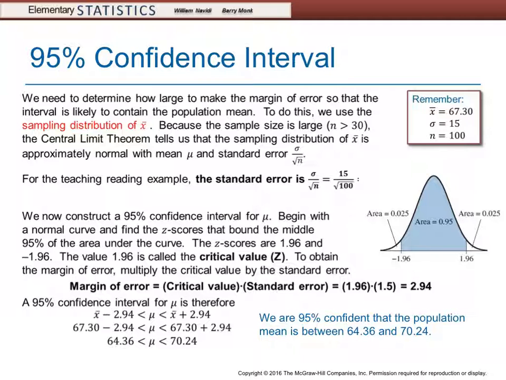which is 2.94. A 95% confidence interval for mu is therefore the point estimate, which is 67.30, minus the margin of error, which is the lower bound of our estimate, to the upper bound of the mu estimate, which is 67.30 plus the margin of error of 2.94. And so we are confident, 95% so, that the population mean is between 64.36 and 70.74.